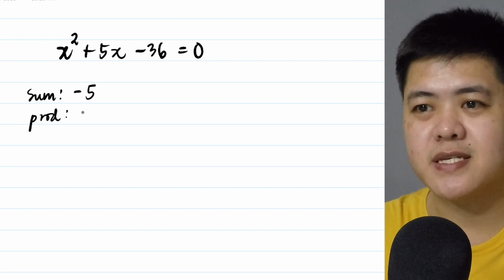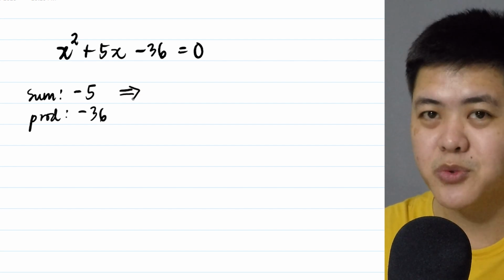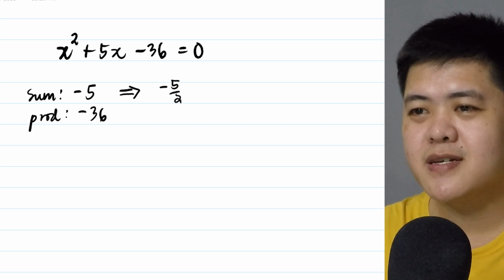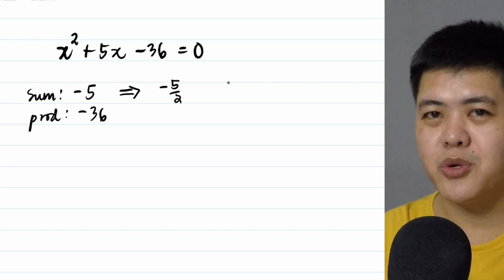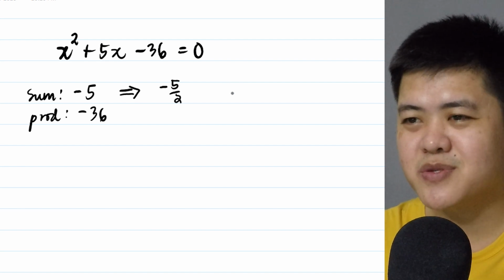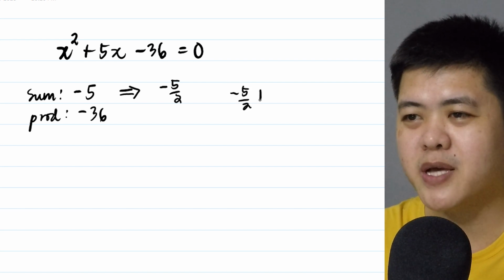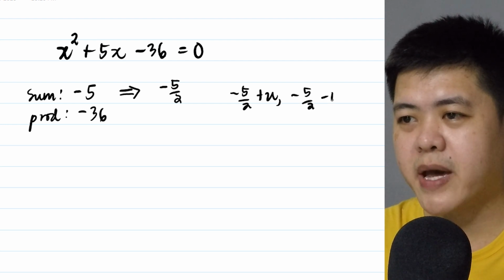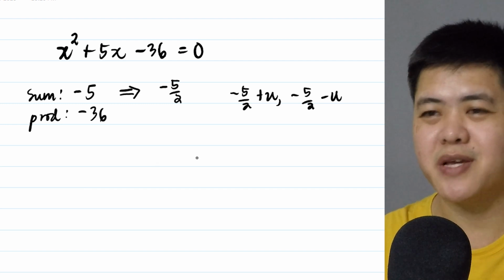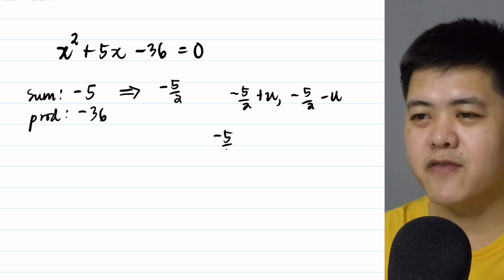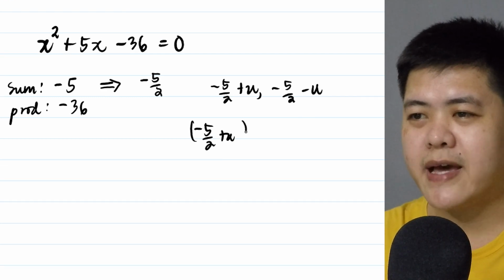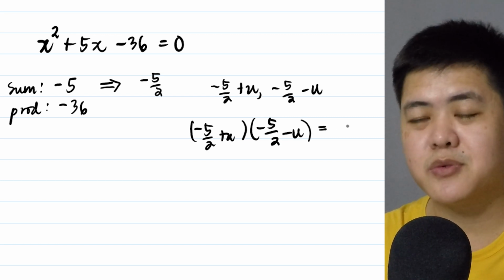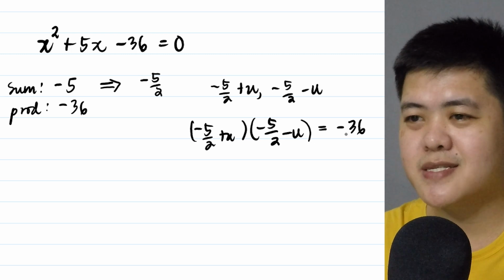And then, the product of the roots is negative 36. Or average of the roots. So, you have negative 5 divided by 2. That's negative 5 halves. And then, we want to know ano yung pa-plus mo at saka ima-minus. So, we have negative 5 over 2 plus u. And then, the other one is negative 5 over 2 minus u. The product is negative 36. Negative 5 over 2 plus u times negative 5 over 2 minus u is equal to negative 36.